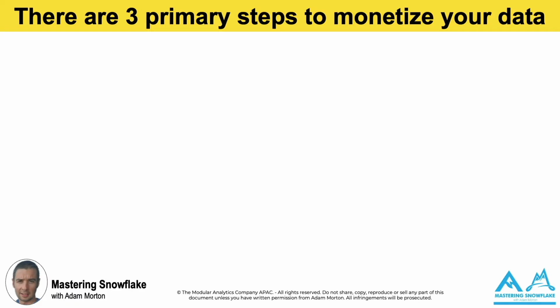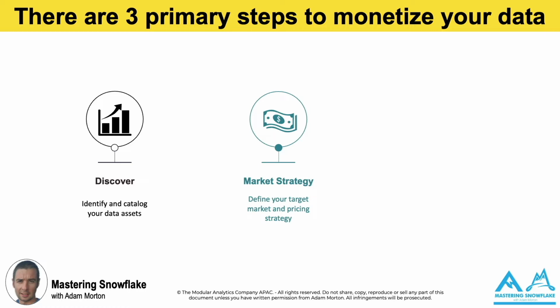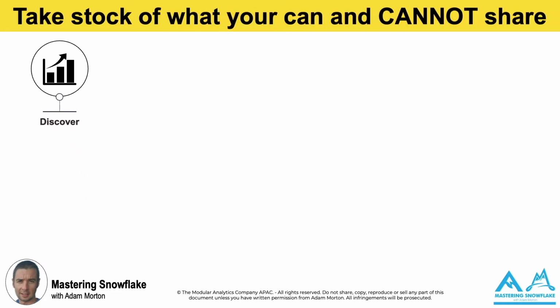I think there are 3 primary steps to monetizing your data. The first one is discover, so identifying and cataloging the data assets you have available today. Defining a market strategy and how you're going to price your data sets when you do take them to market. And then finally sharing your data. So how will you share it? There's a number of options available. We'll discuss those if you stay to the end of the video, and we'll have a look at various case studies as well. So step 1 is discovering what data assets you have today.